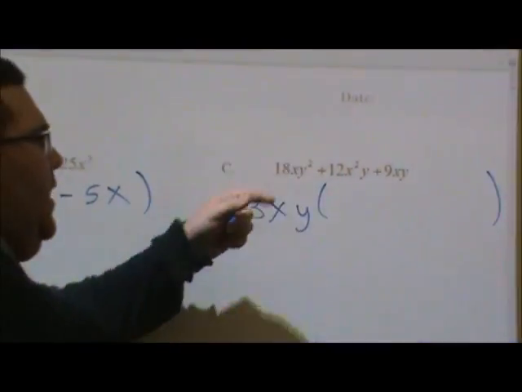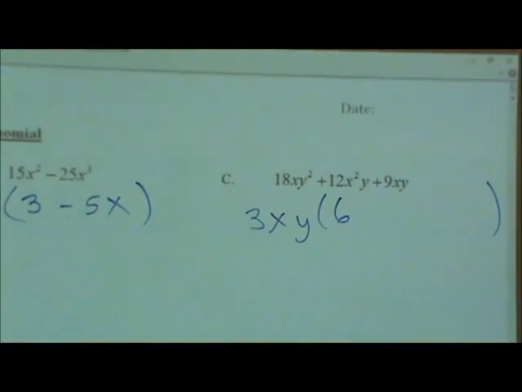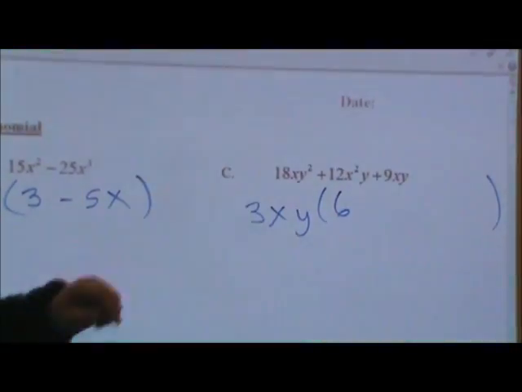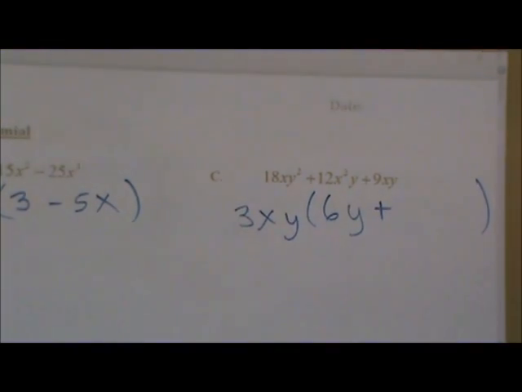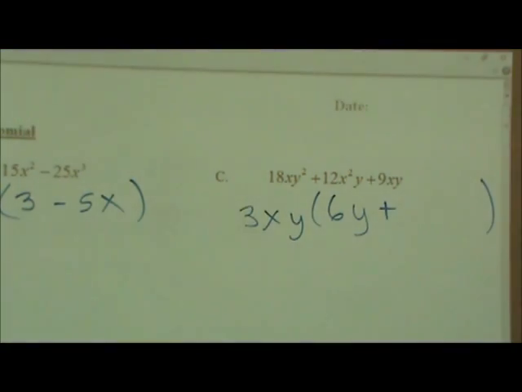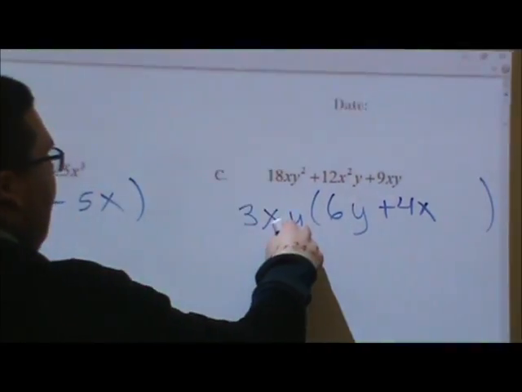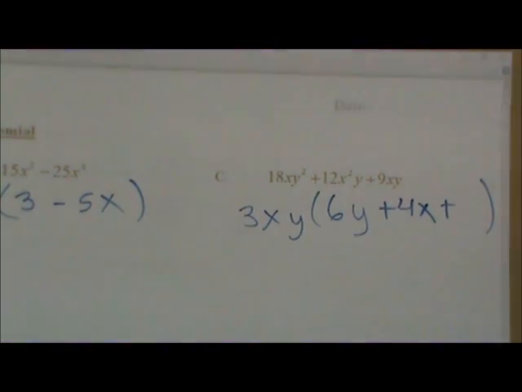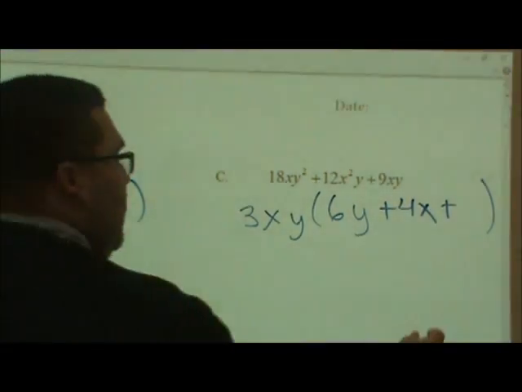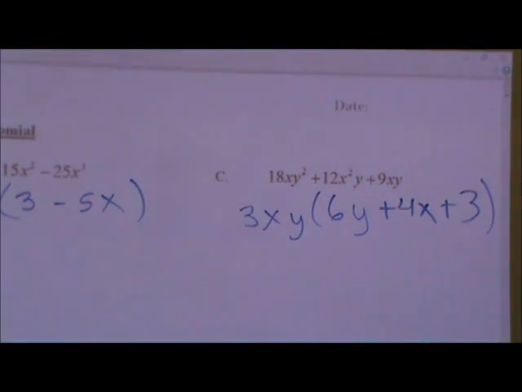So 3 times what gives me 18? Well, it's 6. X times what gives me x? Oh, it's 1, so I don't need to write times 1. And then I got y times what gives me y squared? A y. We know it's plus. And we do the same process again. 3 times what gives us 12? 4. X times what gives us x squared? X. I've got the y already. I don't need it there. Another plus. And then finally, you can see on the last one, 3 times the 3. And I don't need the x, I don't need the y, because there is no powers higher than 1. And we successfully completed the problem.